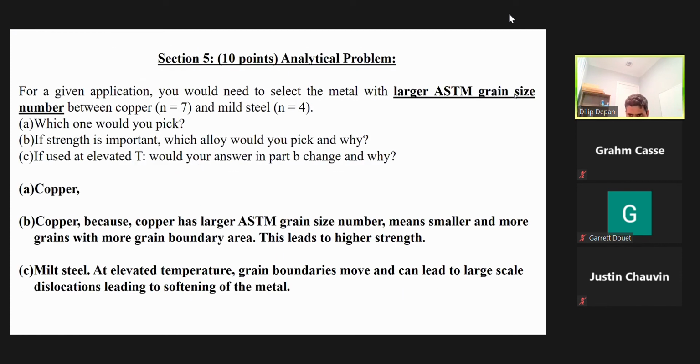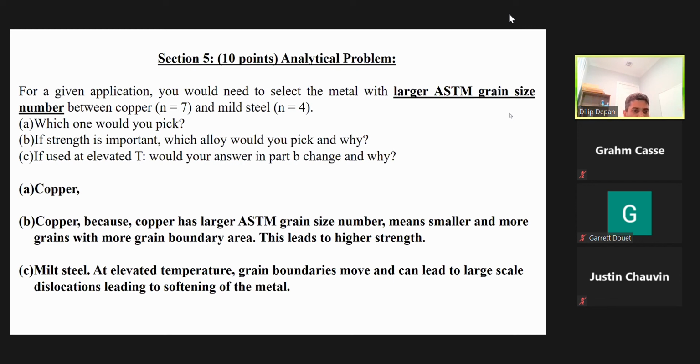Alrighty, let's discuss this one. Okay, for a given application, you would need to select the metal with a larger ASTM grain size number between copper and steel. ASTM grain size number N is 7 for copper, and for steel it is 4. Which one would you pick? You need to select the material with the larger ASTM grain size number, so that is copper, because its N is 7, right?